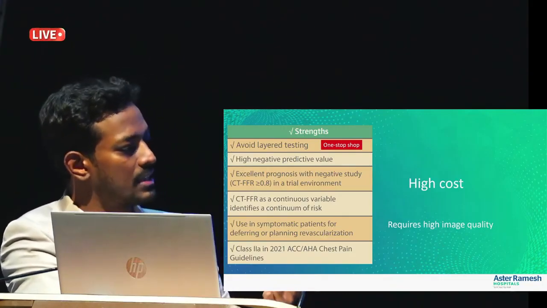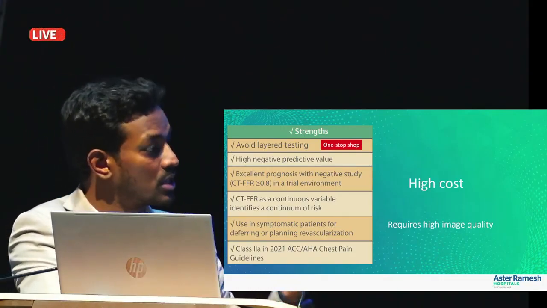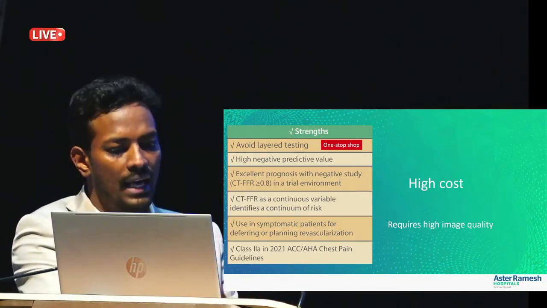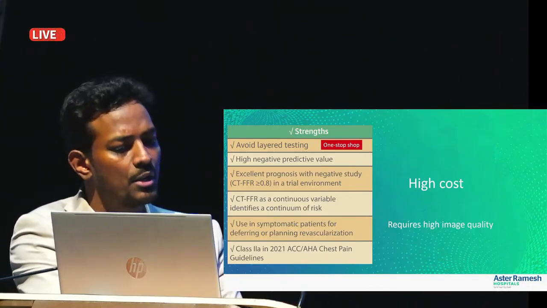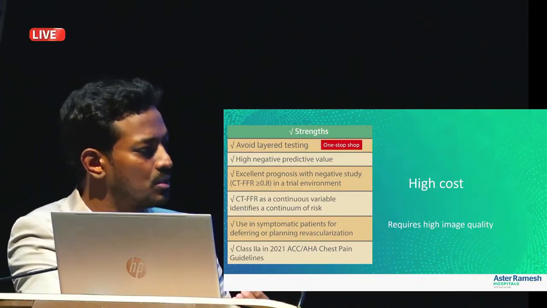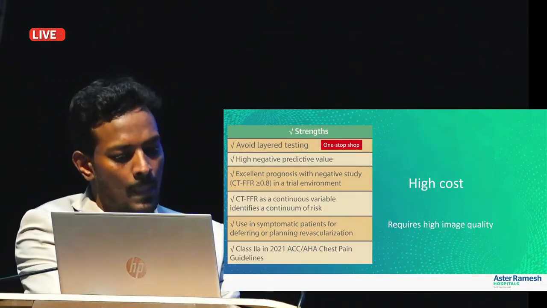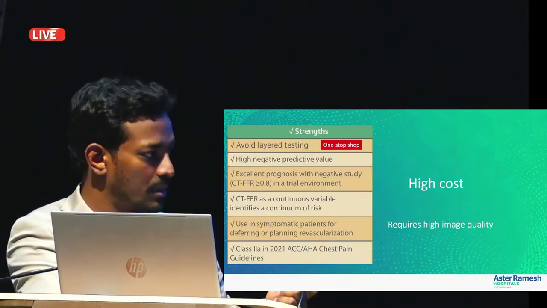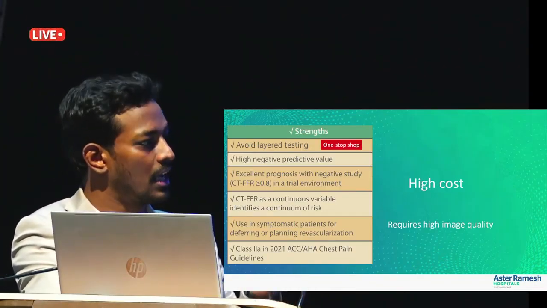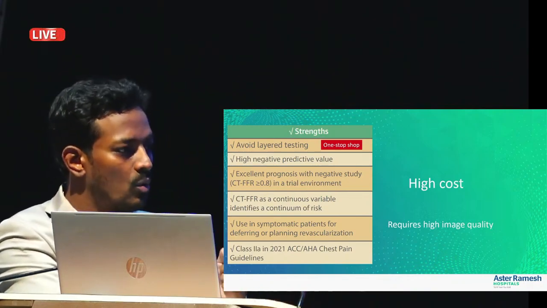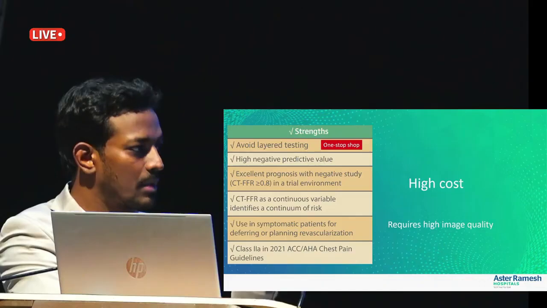And CTFFR in studies has shown a very good negative predictive value. That's what we wanted in these intermediate lesions. And CTFFR, as I was mentioning, is not a continuous variable. It indicates a continuum of risk, and you take other factors into consideration and then decide on your plan. And ACC/AHA in the 2021 guidelines has given a class 2A recommendation for use of CTFFR in an angiographically intermediate lesion.